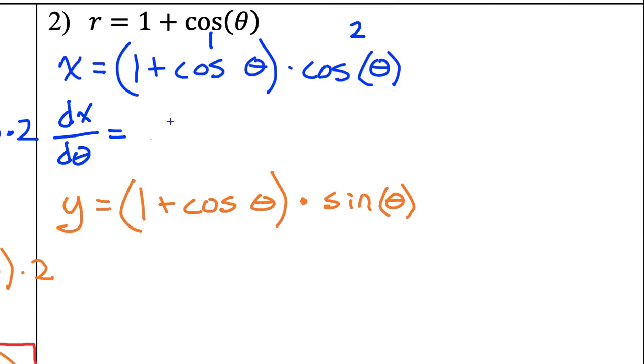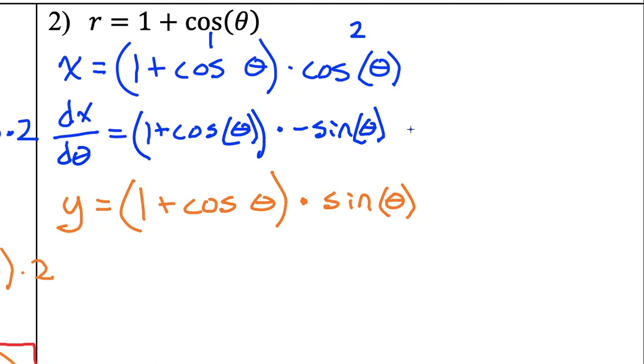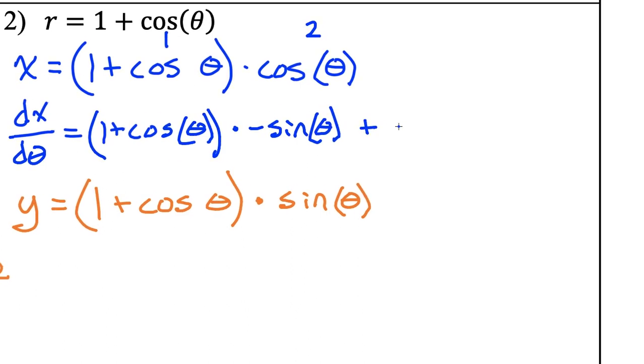Okay, 1 d2, so 1 is 1 plus cosine of theta. That's 1. And then I multiply by the derivative of 2, that's going to be negative sine of theta. So that was 1 d2, and I'm going to add plus 2 d1. 2 is cosine of theta, and then d1, the derivative of this thing is, well, the 1 is a constant, it goes away. The derivative of cosine is negative sine of theta.